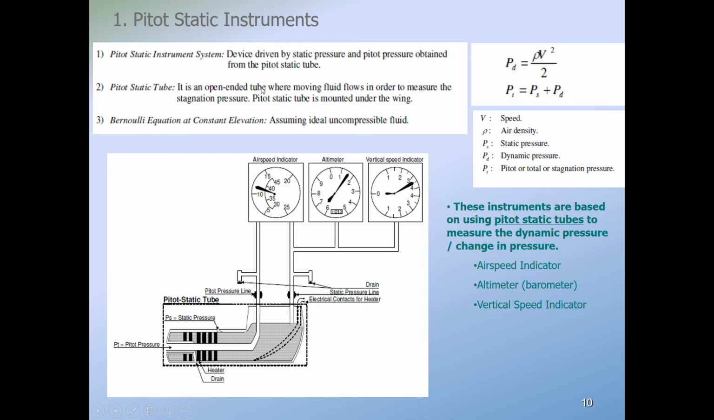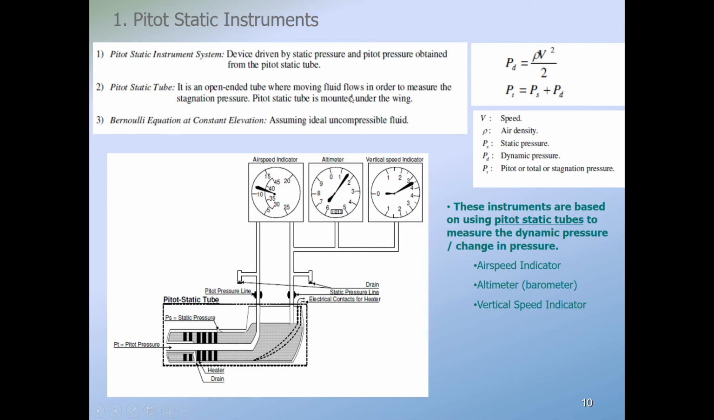A tube where moving fluid flows in order to measure the stagnation pressure. So you might cover this in aerodynamics. If I'm not mistaken, aerodynamics covers the pitot-static tube and so on, right? So the pitot-static tube is mounted under the wing. So this is also in aerodynamics. This is very important if you want to have testing in a wind tunnel.